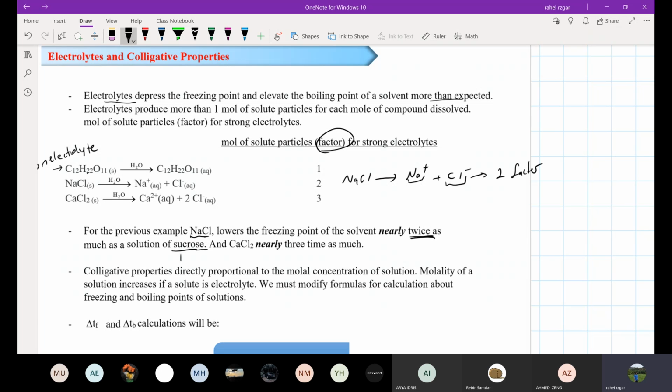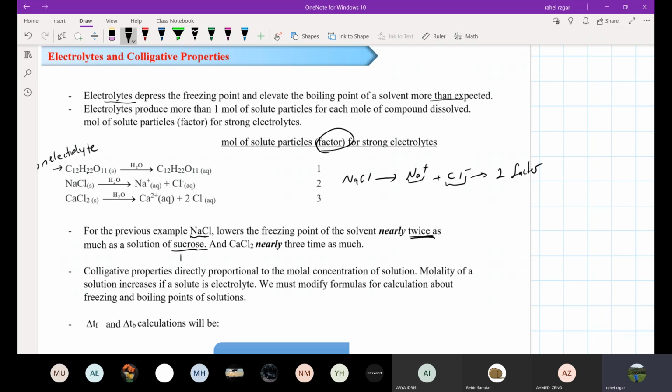Each particle will be surrounded by water. So each Na or Cl will act as a different particle because it will bind water. It will make the water surround them. So it will keep the water to itself, and it doesn't let the water, the solvent, be frozen at -1. It will make it be frozen at -2. So it's twice as much.